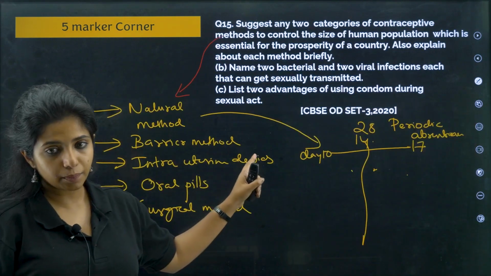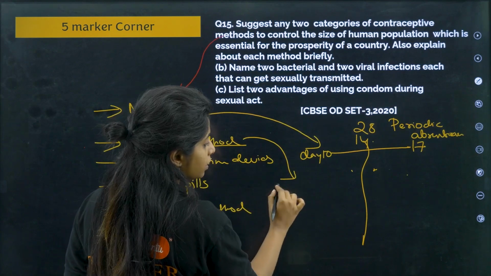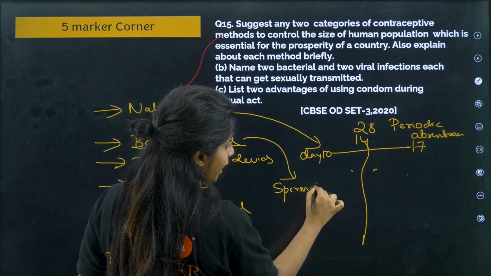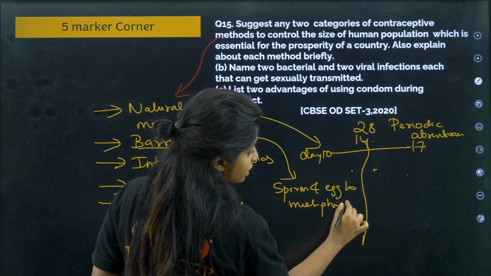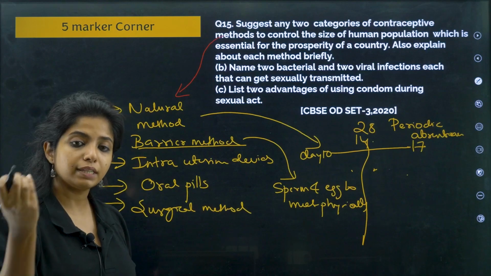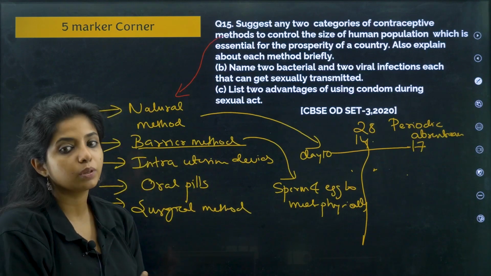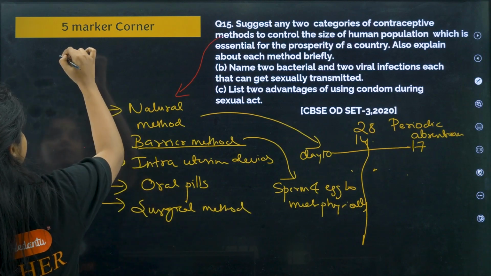Okay, then there is barrier method, where we are creating a physical barrier. You're not allowing the sperm and the egg to meet physically. For example, the condom. It is covering the penis. So basically the sperm is not able to meet with the egg. Similarly, you have cervical caps, which are put inside the cervix.